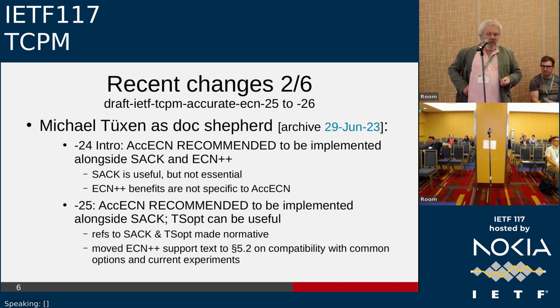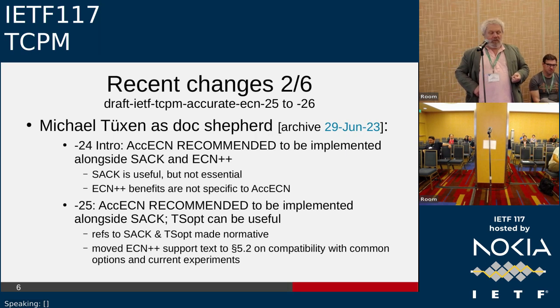Okay. So the next change Michael found while he was checking the draft. We said in the introduction that AccECN is recommended to be implemented alongside SACK and ECN++. Now, SACK is useful but not essential, and ECN++ benefits are not specific to AccECN, so we thought we shouldn't really say that in what's now a standards track document, that it's recommended to use something else because it's useful, because there's all sorts of things that are useful. It's nothing specific to AccECN.